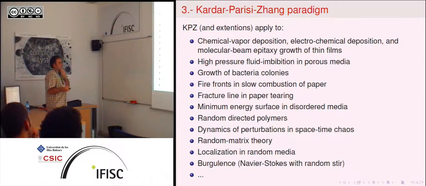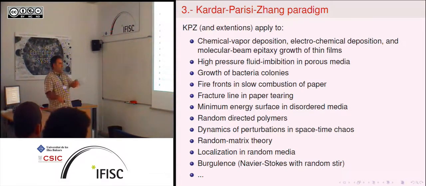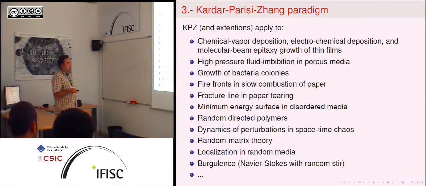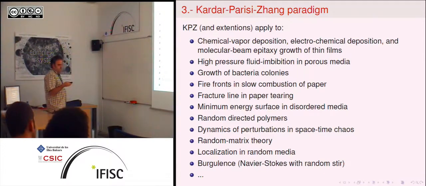This is very closely related to random polymers, as I said. I don't know if Antonio is going to talk about this, but KPZ is very much related with, actually it describes the dynamics of the Lyapunov vector in space-time chaos. Random matrix theory. Actually, some of the recent exact solutions or analytical solutions of KPZ are results coming from random matrix theory. So it's not actually KPZ, but some results in random matrix theory that can be applied to KPZ. And localization in random media and turbulence. And there are many more examples. So that's the reason why KPZ has become such an important subject.